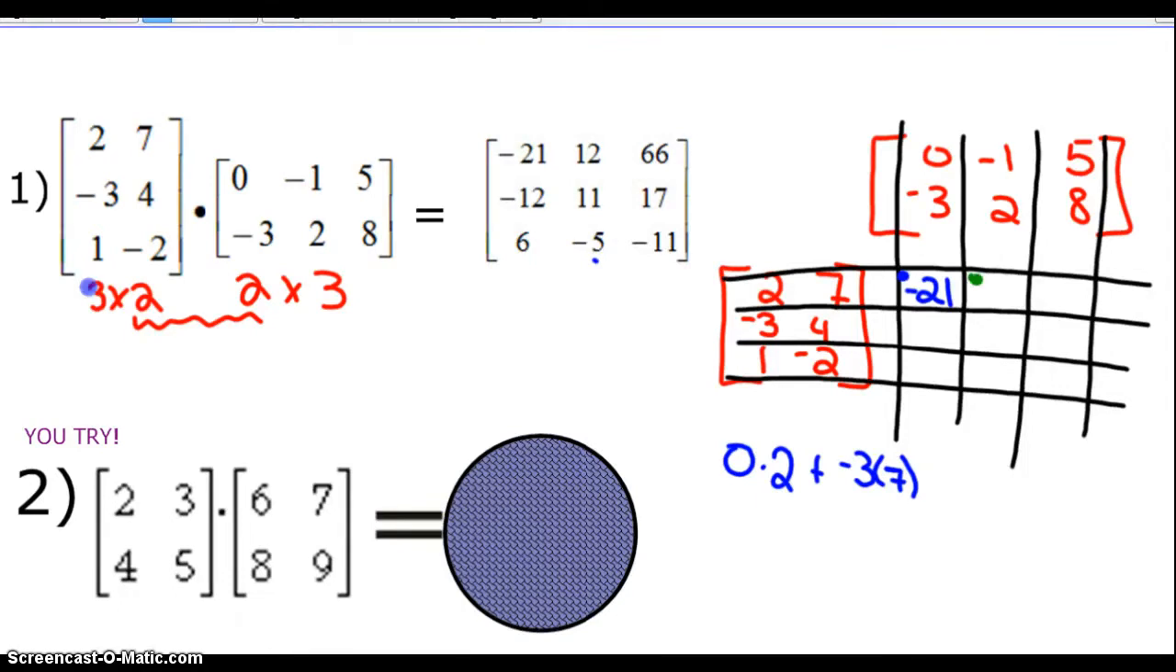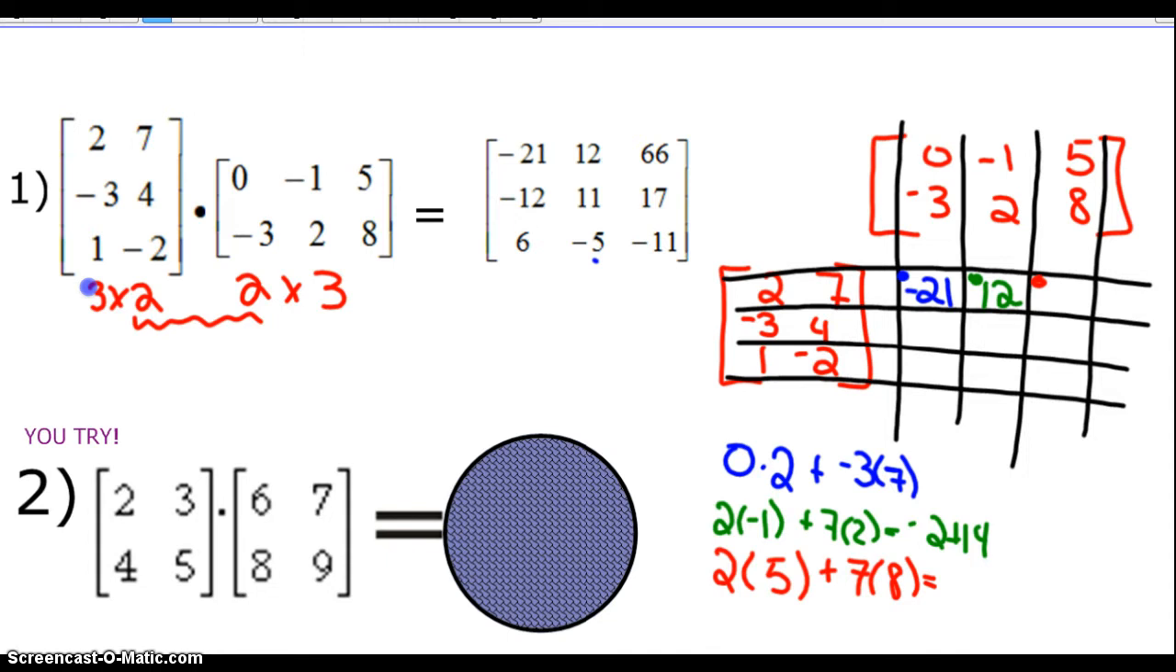Okay, next spot right here, we're going to say 2 times negative 1 plus 7 times 2. That's going to be negative 2 plus 14, and that's positive 12. Next one all the way across here, put it right there. So we have 2 times 5 plus 7 times 8. So 2 times 5 is 10 plus 56 is 66.